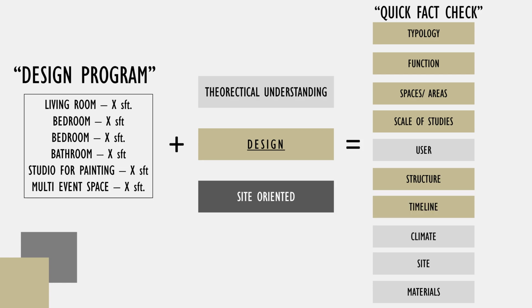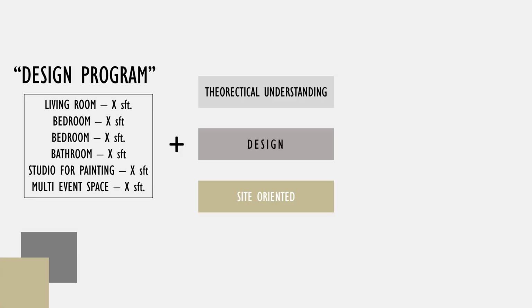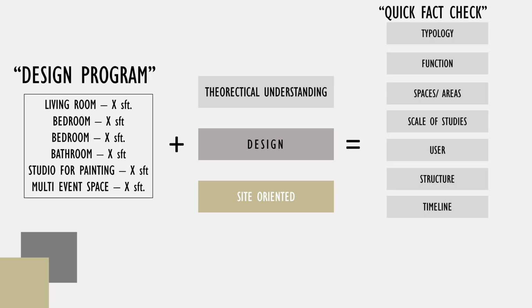Timeline, what style of an era the building is going to be. For example, is it going to have Victorian features or contemporary modern forms or going to follow classical era? The next aspect is the site-oriented aspects. Design program plus design brief, and within that the site-oriented aspects will give us a quick fact check.